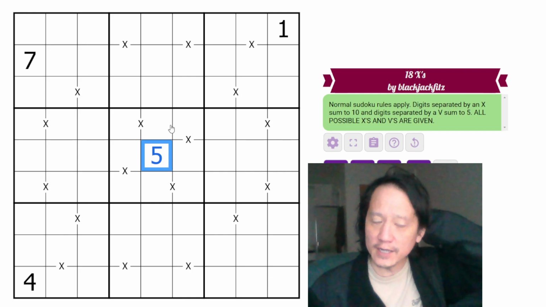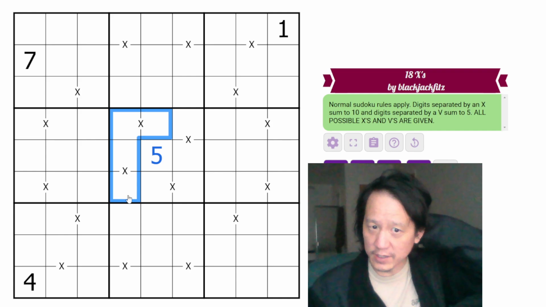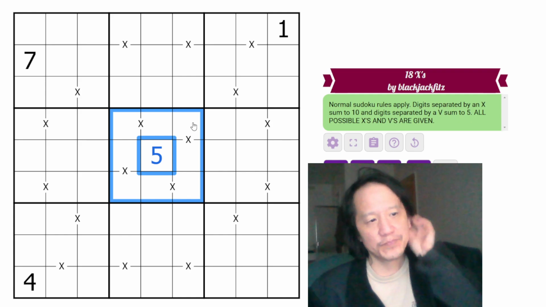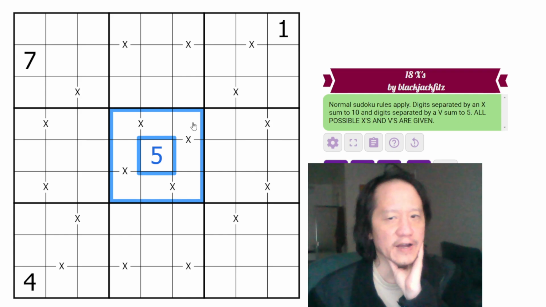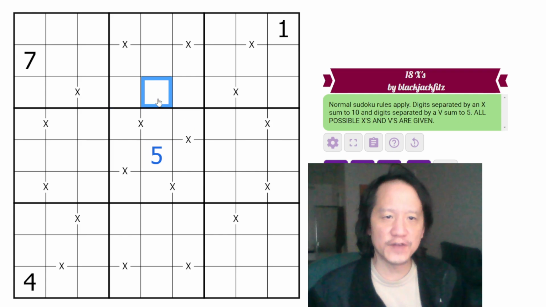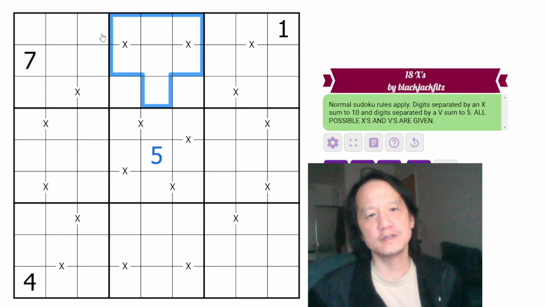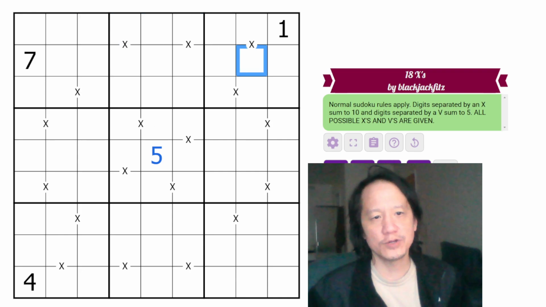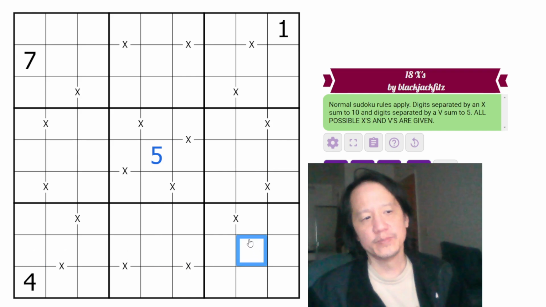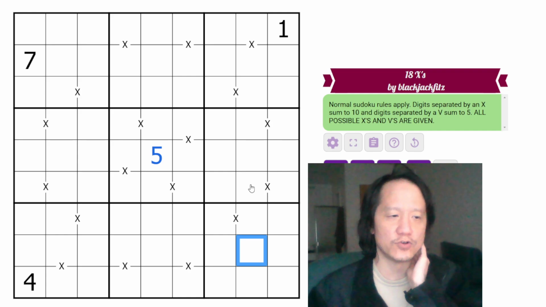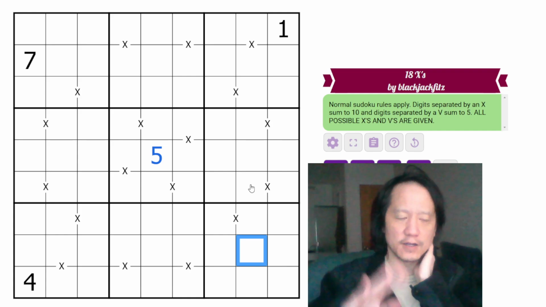5 can never be next to an X because it can never add up with another cell to 10, as it would have to be 5 and 5, and that breaks normal Sudoku rules. So 5 cannot be here. 5 cannot be here in box 2. And we number these boxes 1, 2, 3, 4, 5, 6, 7, 8, and 9 because that's normal Sudoku convention. It's also the usual Western reading convention.